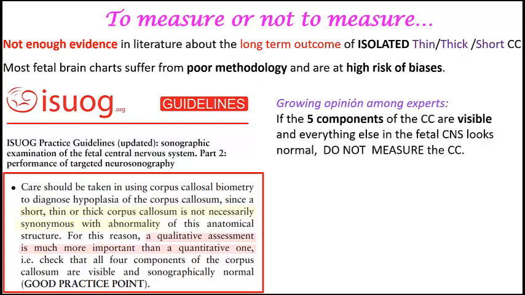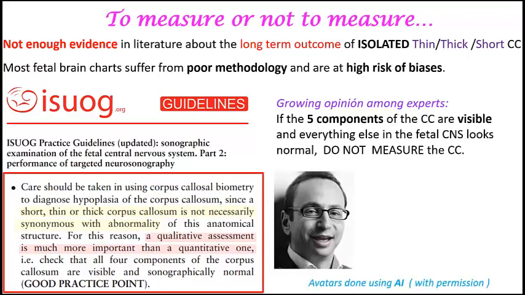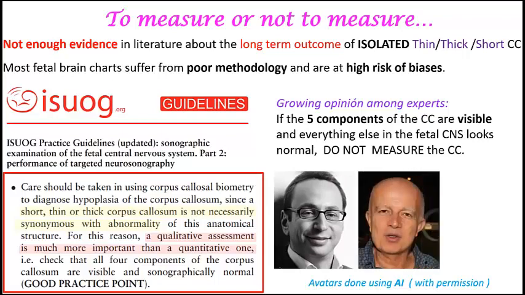So there is a growing opinion among experts, and I have asked some of them to allow me to use AI to complete this slide. We should not measure the corpus callosum if everything else in the ultrasound examination of the fetal CNS looks normal. Please do not measure the corpus callosum if the rest of the fetal CNS looks normal, because you create concern and anxiety in the parents, and it can be one of the 5% false positives that may end with an unjustified termination of pregnancy.